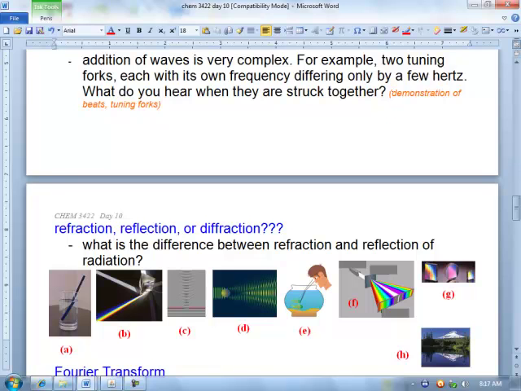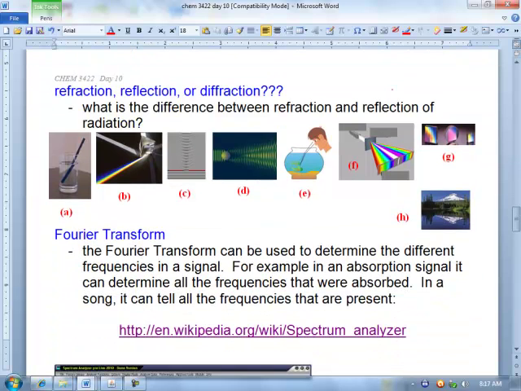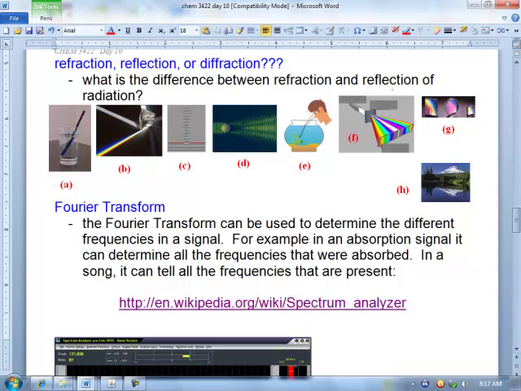Okay, exactly. Refraction, reflection, or diffraction? Refraction, reflection, or diffraction? All right, let's pick on somebody here. There's several examples here. Alice, there's A. Which one is that? Refraction, exactly.